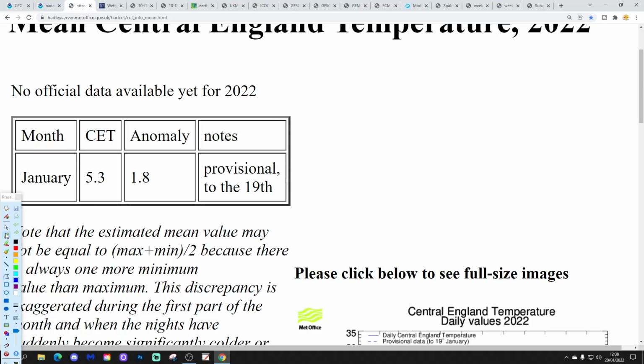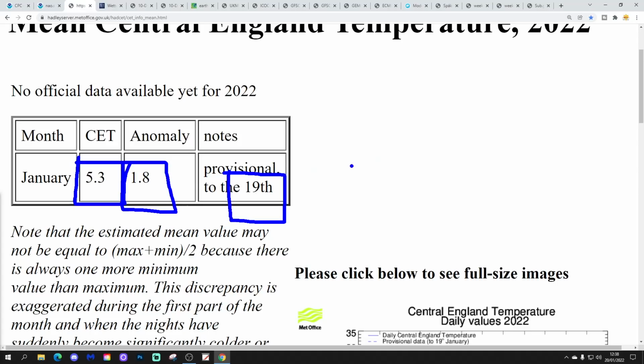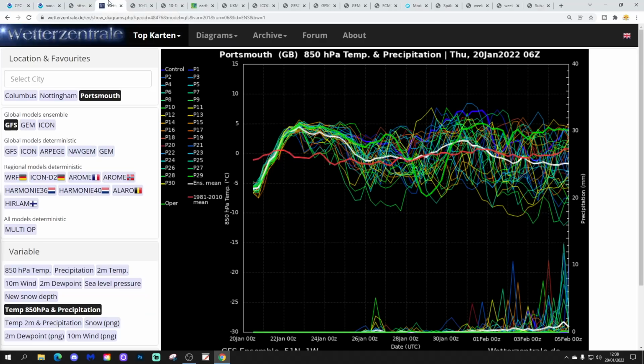Right, CET is looking like this, still sitting at 5.3, that's 1.8 degrees above average, so a very mild January goes on. That is provisional to the 19th. I'm expecting that to come into the fours over the next few days, but we shall see. It's not really coming down all that much now, is it?